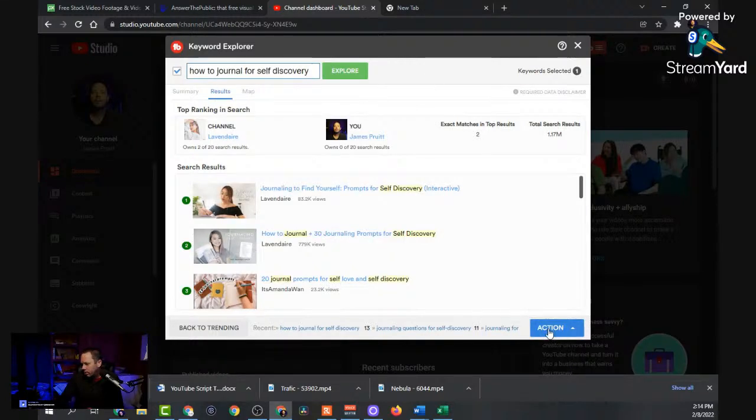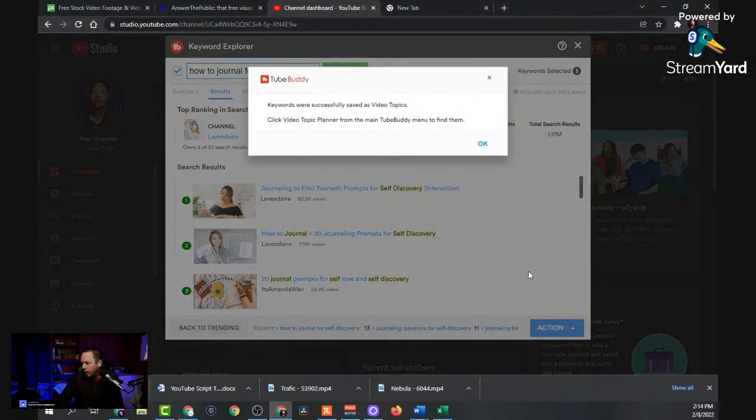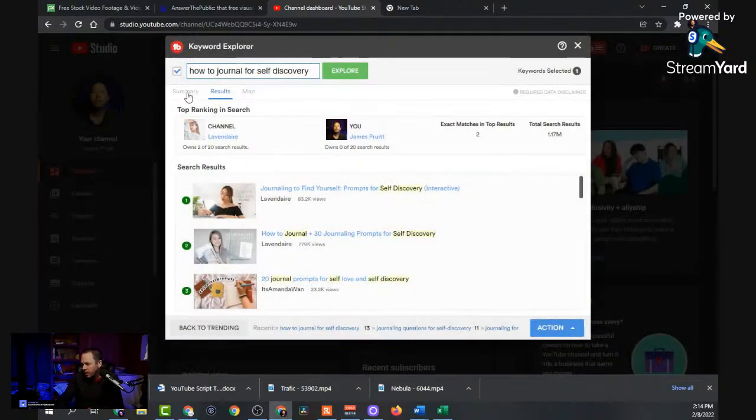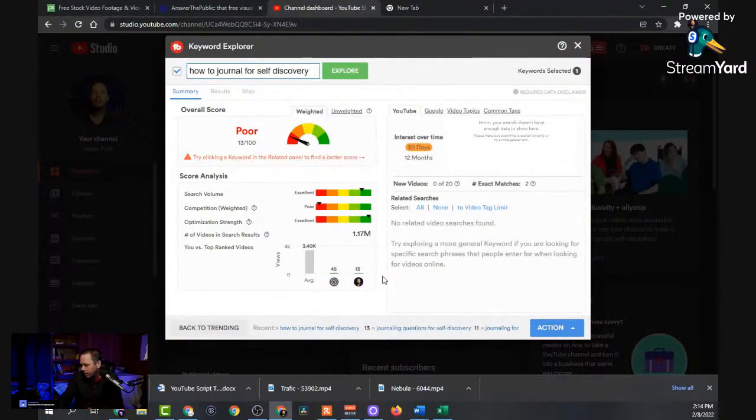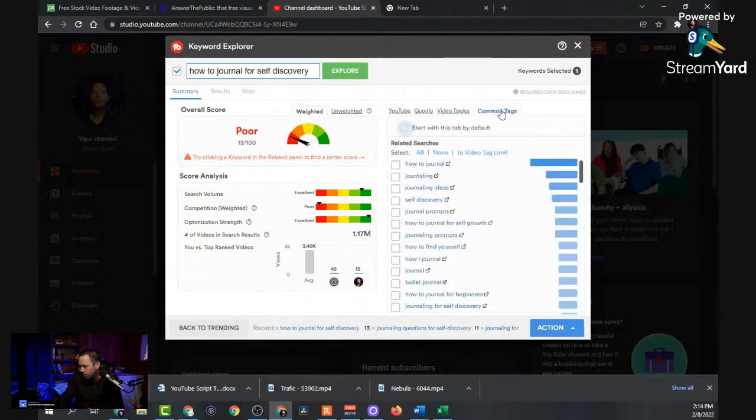What we want to do is come over here to actions, add to topic planner. And then that keyword is going to safely succeed into my topic planner so I can go to the topic planner and plan out my video. Common tags, how to journal, journaling ideas.